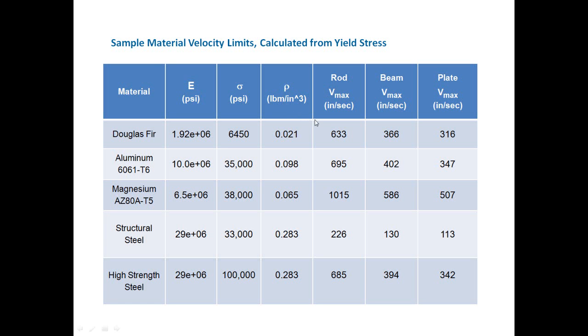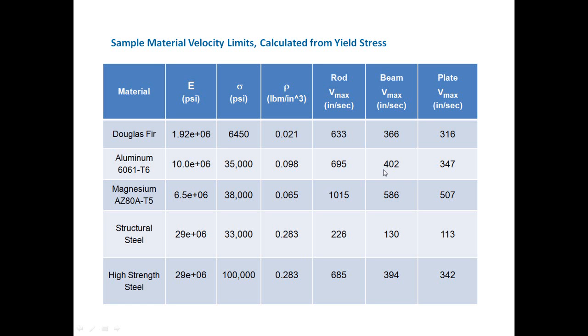What they've done instead is they've looked at this yield stress, and then using the stress-velocity relationship, and of course using these material properties in conjunction with that, they've calculated or backed out what the corresponding velocity thresholds would be for yielding for these different materials in these different geometric configurations. So for a beam that's aluminum alloy 6061-T6, the velocity threshold for yielding is about 402 inches per second.